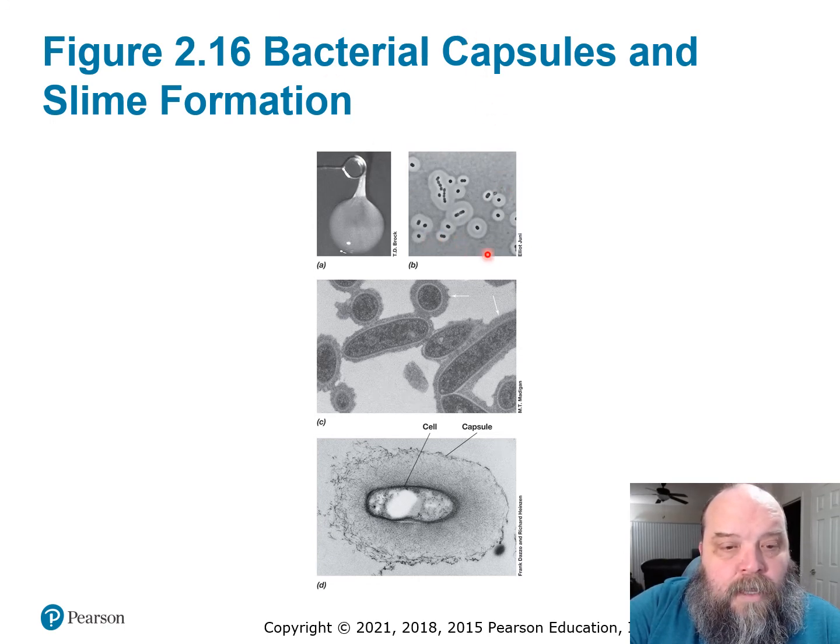You look here in subfigure B. Here you're seeing everything around the bacteria, that's what these spots are, bacteria. Everything around has stained dark with India ink. But these halos you see around the cells, that's actually the capsule. The capsule is creating this protective outer barrier.